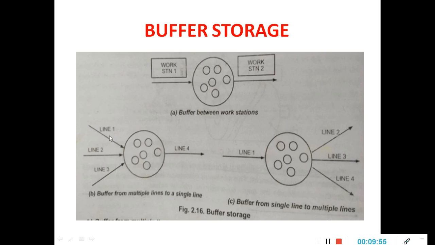All these three lines are producing the same component. Now all the components are going to be stored into this buffer storage, and it is transported into the line number 4. Now where exactly is this type of buffer from multiple lines going to be used? Where the cycle time of the multiple lines is very less.